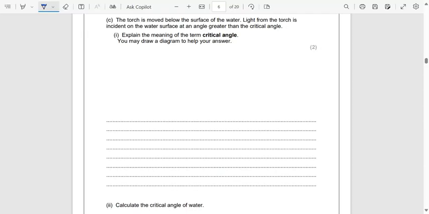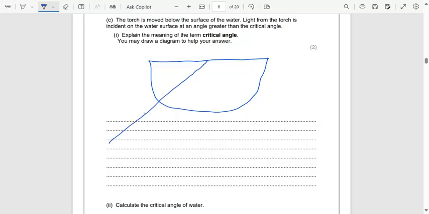And in this one, it does suggest that you draw a diagram to help you with your answer. So if they're asking us to do it, let's do it. I'm going to draw a semicircular glass block. It doesn't have to be a semicircular glass block, it could be any sort of prism. But the idea here is that if we shine in at an angle of incidence equal to the critical angle, then the angle of refraction will be 90 degrees. So the ray will continue like this.